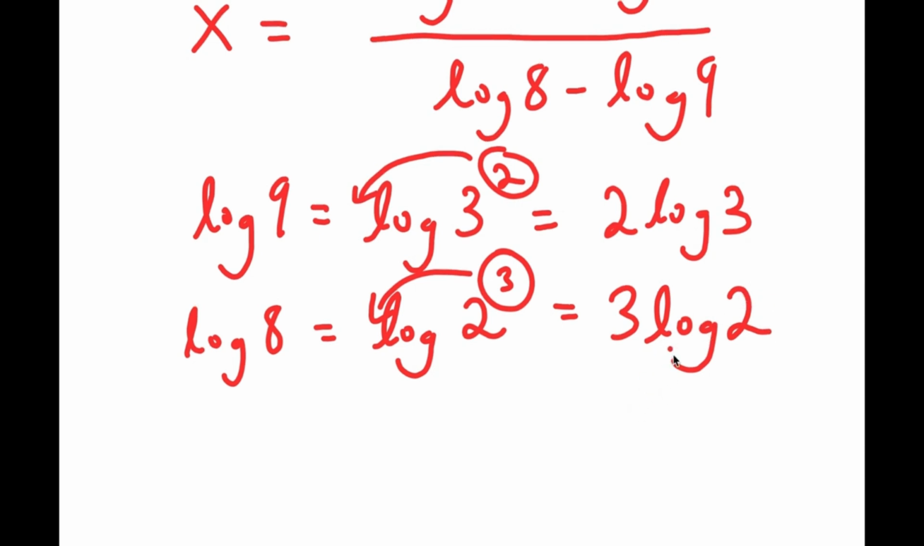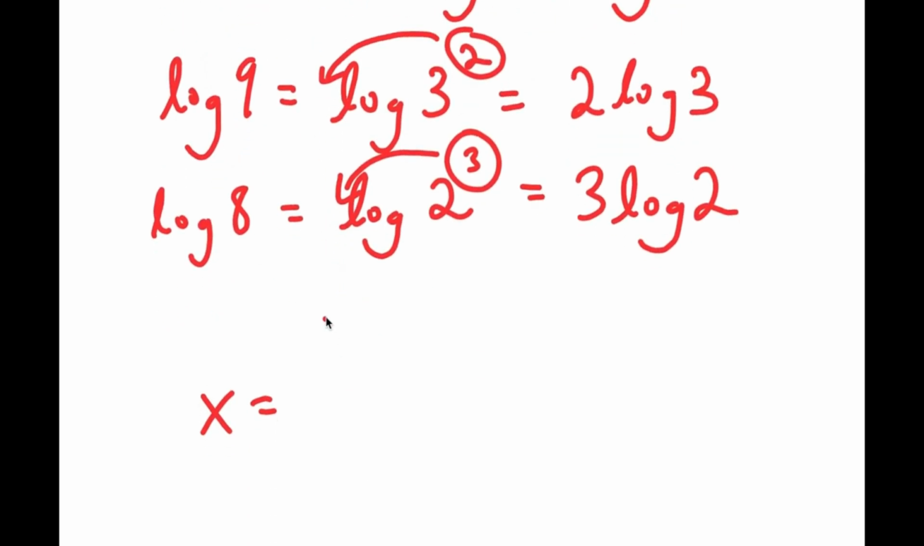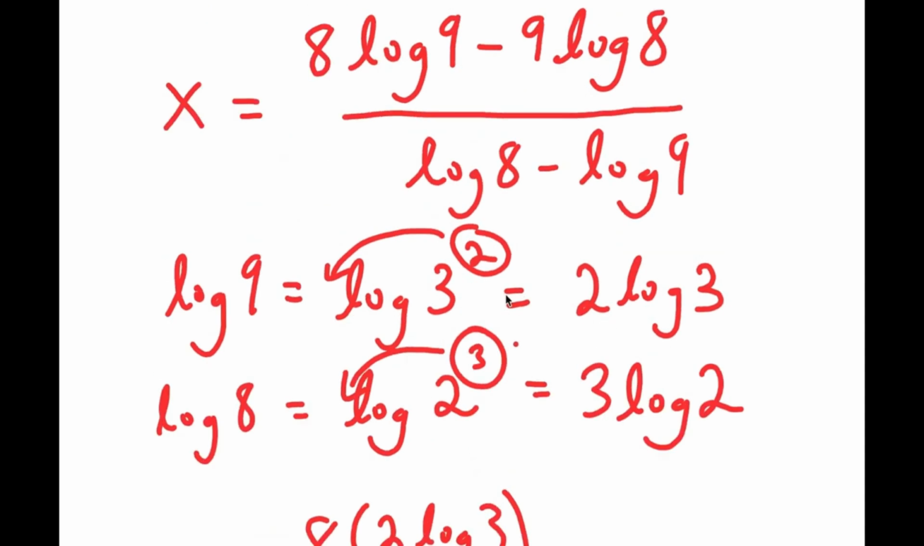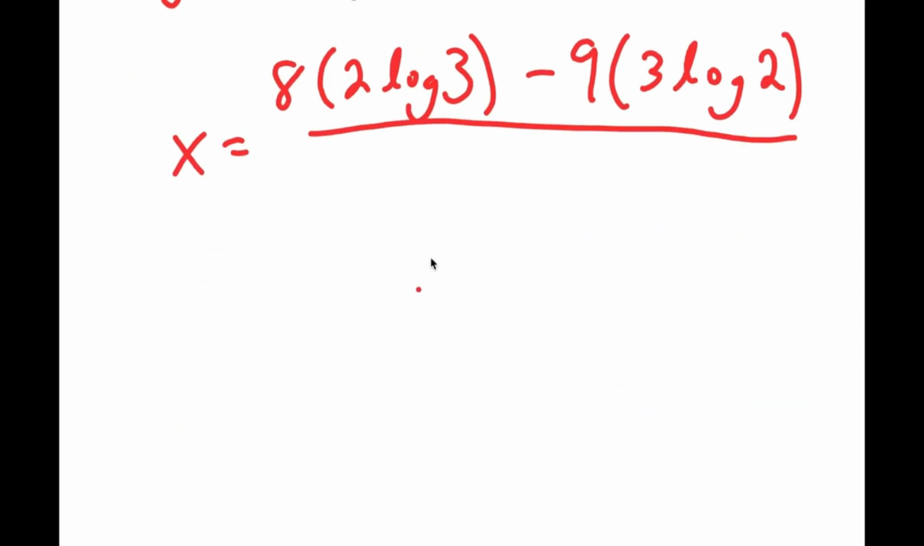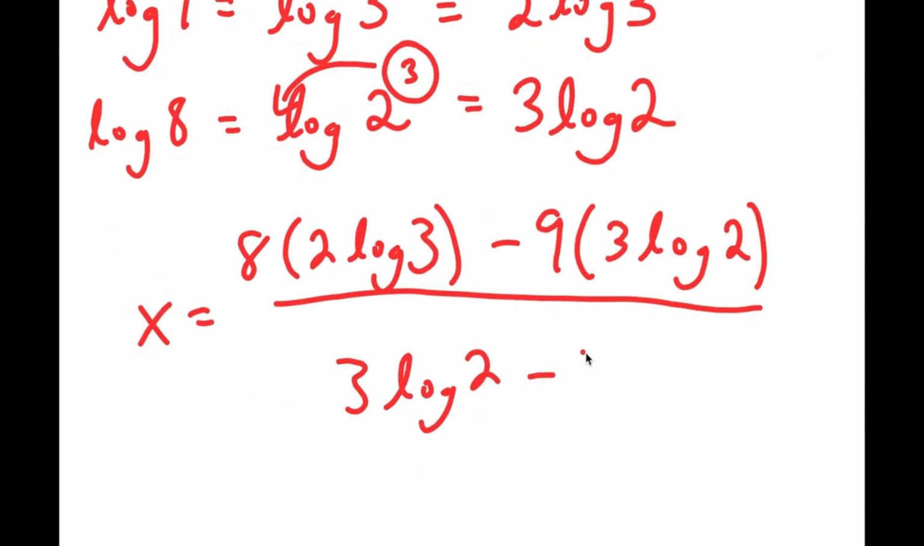So now from here, I get x is equal to 8 times 2 log 3 minus 9 times 3 log 2, and I have this all over 3 log 2 minus 2 log 3.